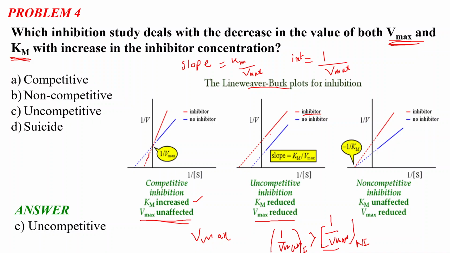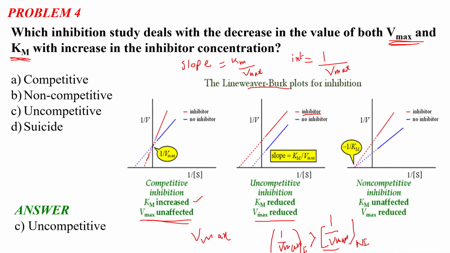Now, look at the slopes of this graph. Both lines have the same slope; the slopes are unchanged. Since the slopes are unchanged and the value of Vmax is reducing, what does it mean? To have the same slope, the Km also has to be reduced, so that the Km by Vmax ratio remains the same.